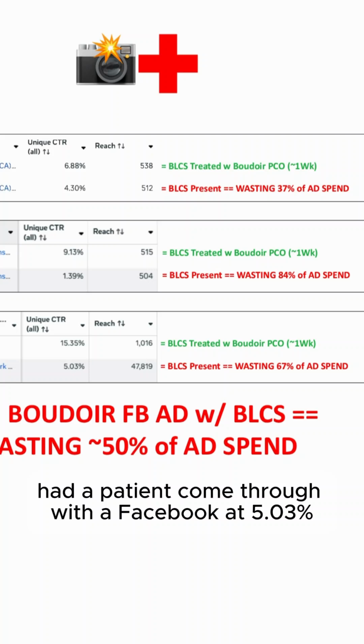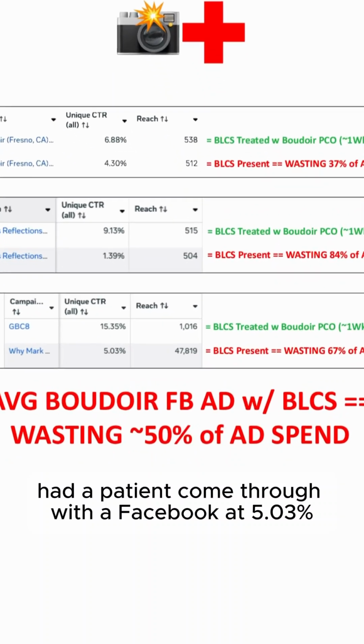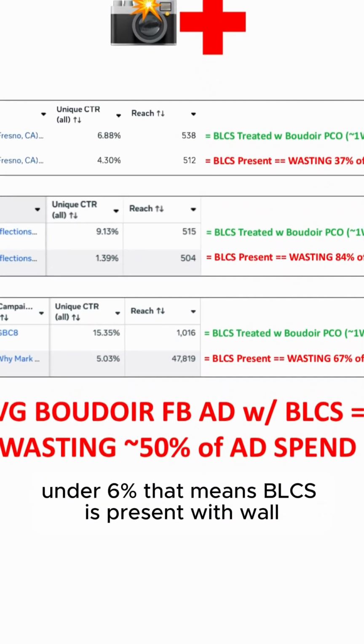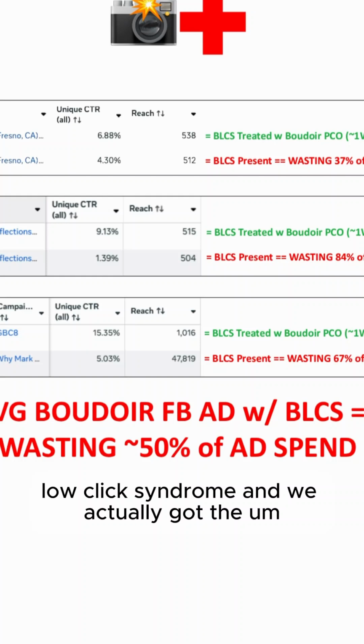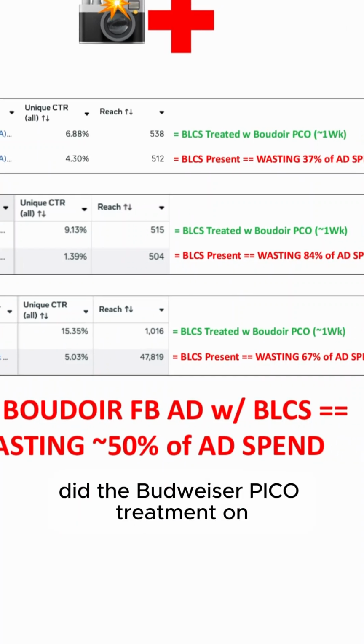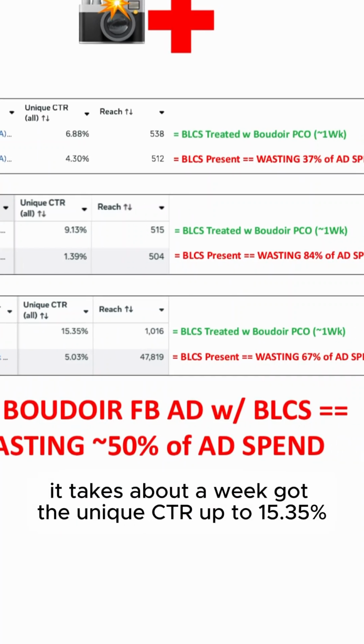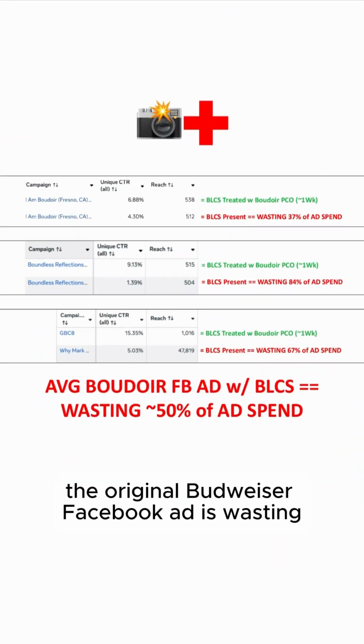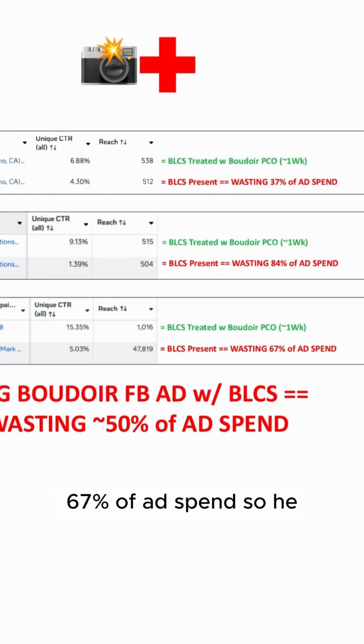Finally, had a patient come through with a Facebook ad at 5.03%, under 6%. That means BLCS is present, Boudoir low click syndrome. And we did the Boudoir Pico treatment on it. It takes about a week. Got the unique CTR up to 15.35%. So we found out the original Boudoir Facebook ad was wasting 67% of ad spend.